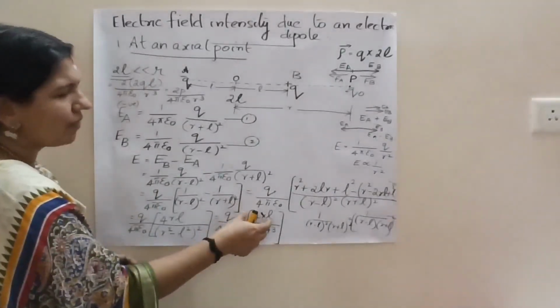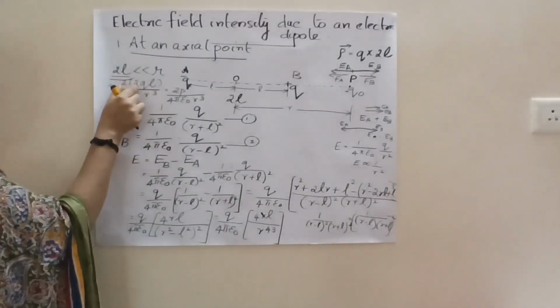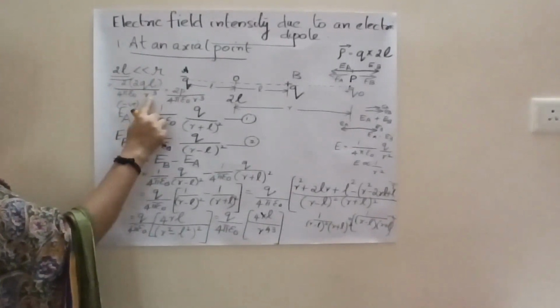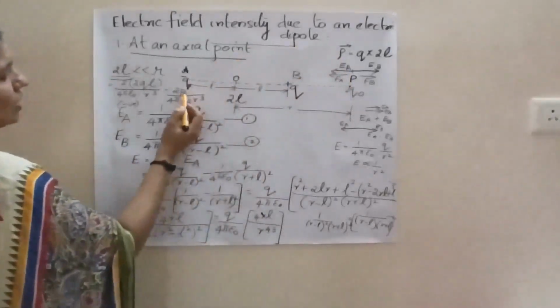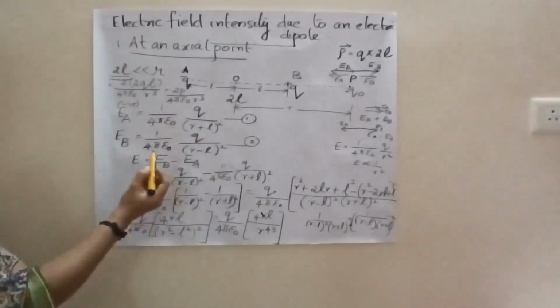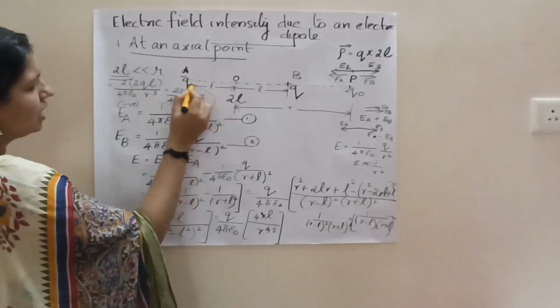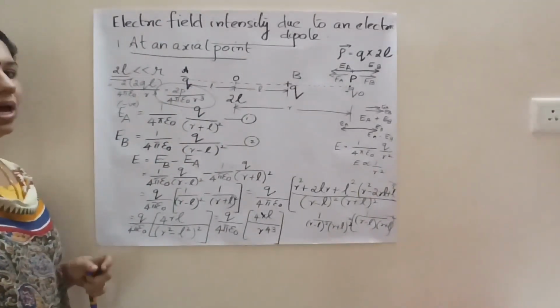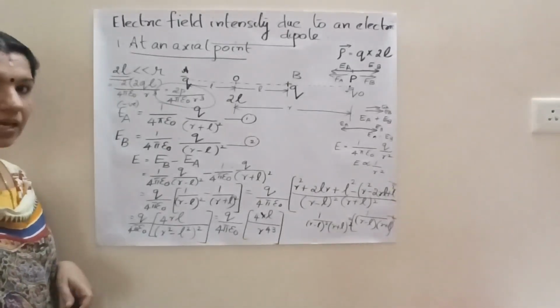Now we just simplify the numerator by writing it like this: 2 into 2qL. 4 I split into 2 into 2. So 2 into 2qL by 4 pi epsilon naught r cube. What is 2qL? 2qL is the dipole moment P. So I substitute P there. So 2P by 4 pi epsilon naught r cube. I got the equation like this. So this is the final equation for the electric field intensity due to an electric dipole at an axial point. I hope it is clear for you.